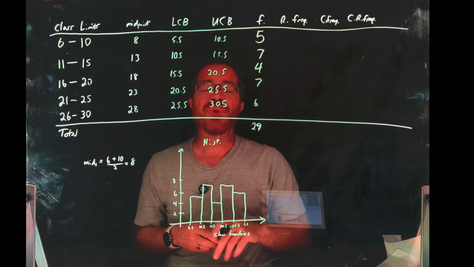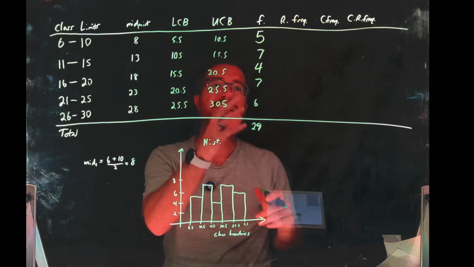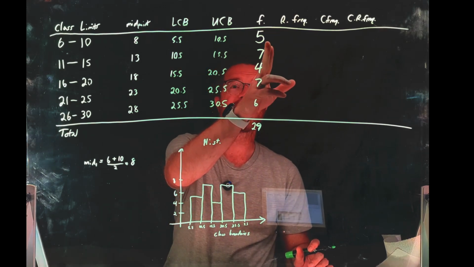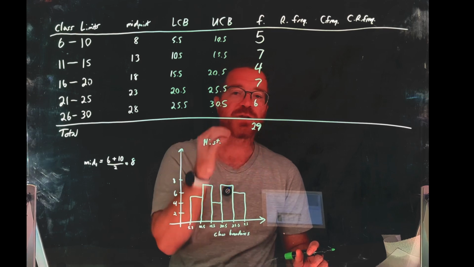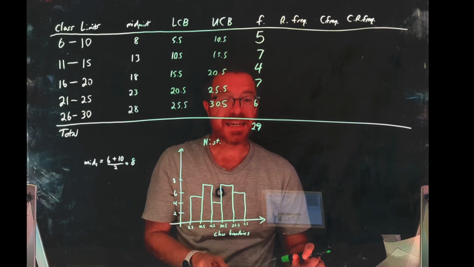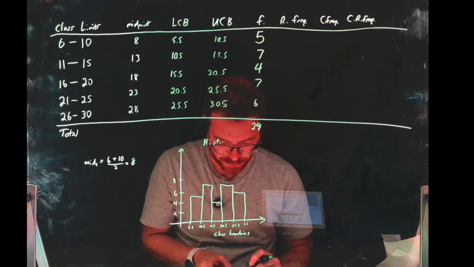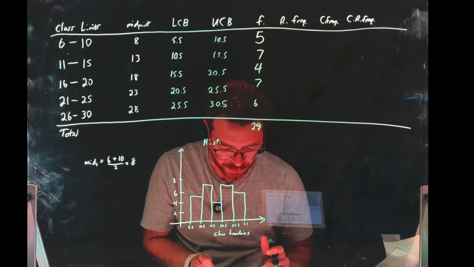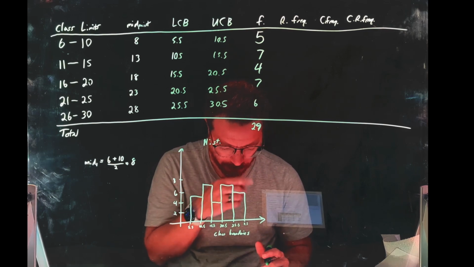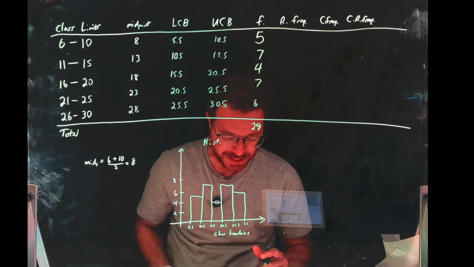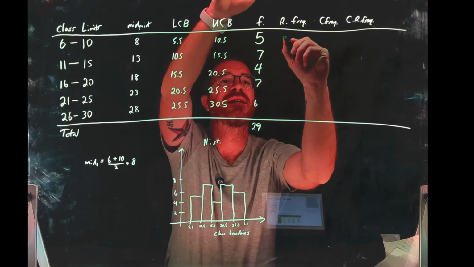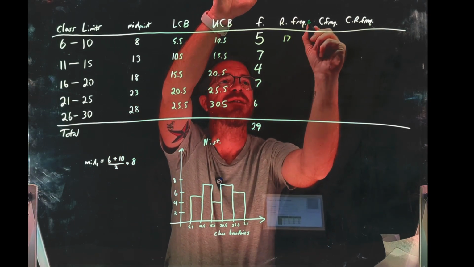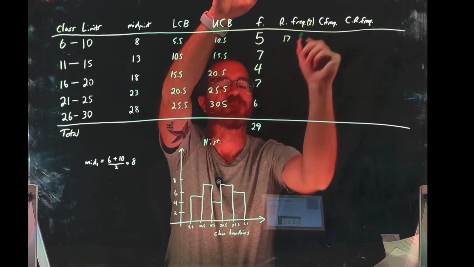So now we're going to look at our relative frequency. So if you remember, our relative frequency is just going to be the frequency of that group divided by the total frequency. So in this case, we have 5 divided by 29, which is going to be equal to 0.172414. I'm going to round it to 2 decimal places and say that this is 17%, right? Because we're going to do this as a percent.